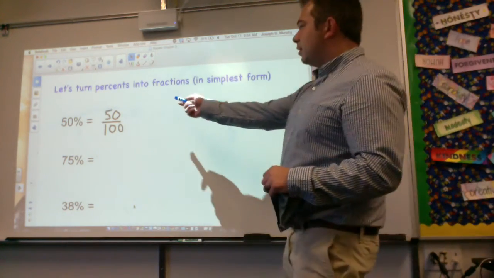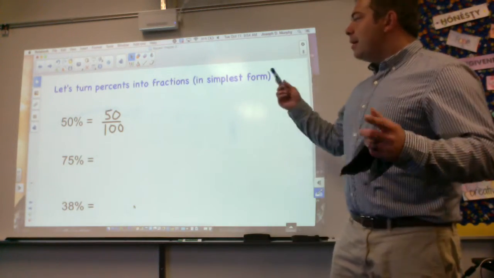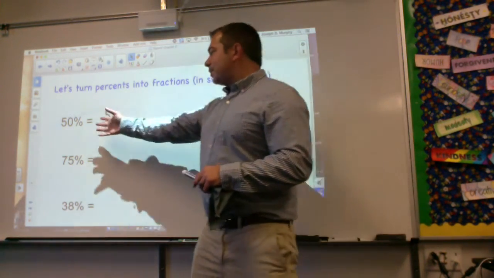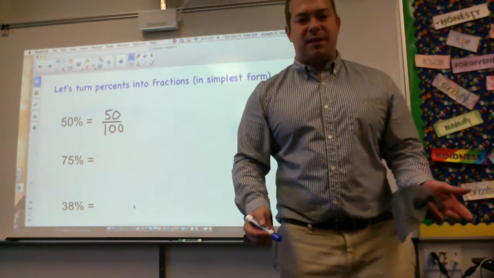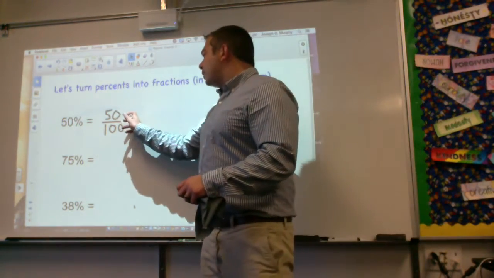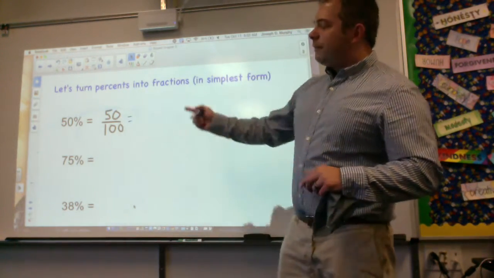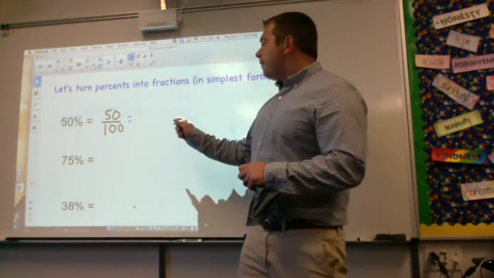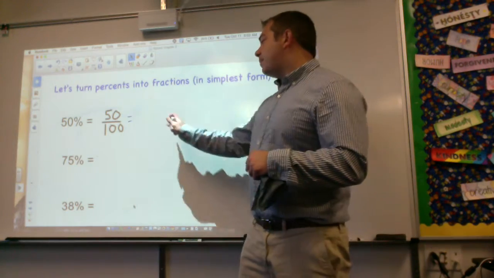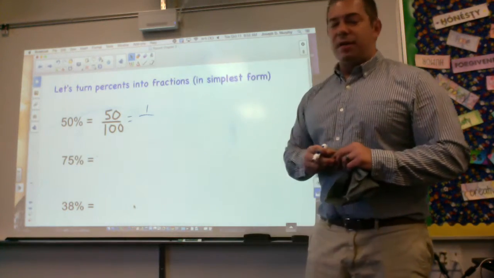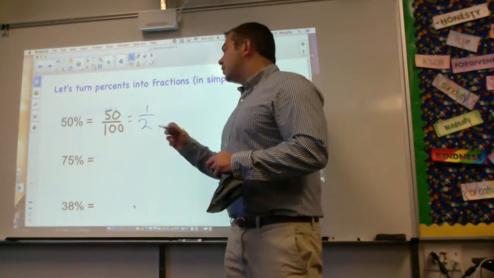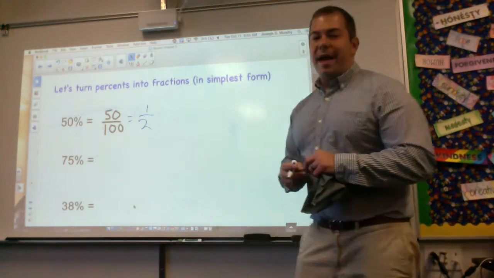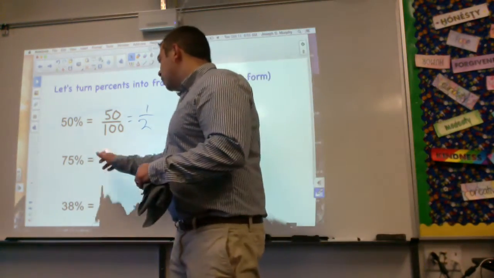Alright, so let's turn percents into fractions. Key phrase here: in simplest form. So 50% is 50 out of 100, which is, yes, that's very easy. But we're always going to turn it into simplest form, so we find the common factors. And I think 50 is a fine common factor. 50 is the greatest common factor. 50 divided by 50 equals 1, and 100 divided by 50 equals 2. So 50% as a fraction is 50 out of 100, or 1/2.